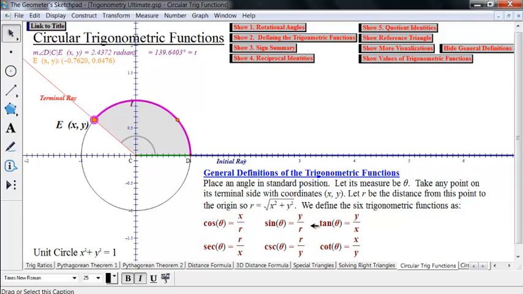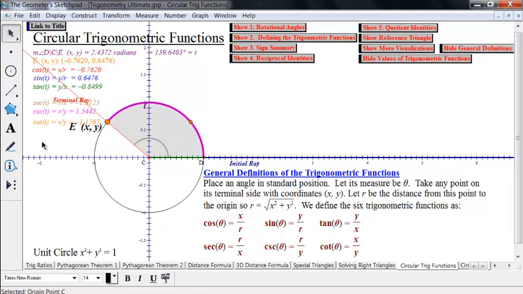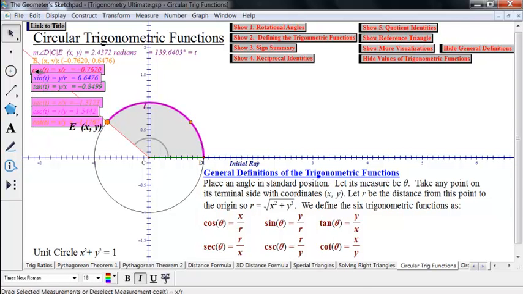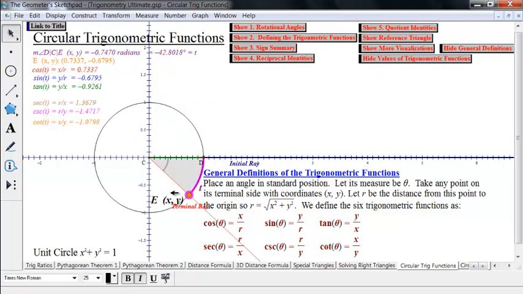If we look at this, it shows the ratios here. Over here we have the general definitions given in terms of r, x, and y, and then we have the actual values of those functions as well.